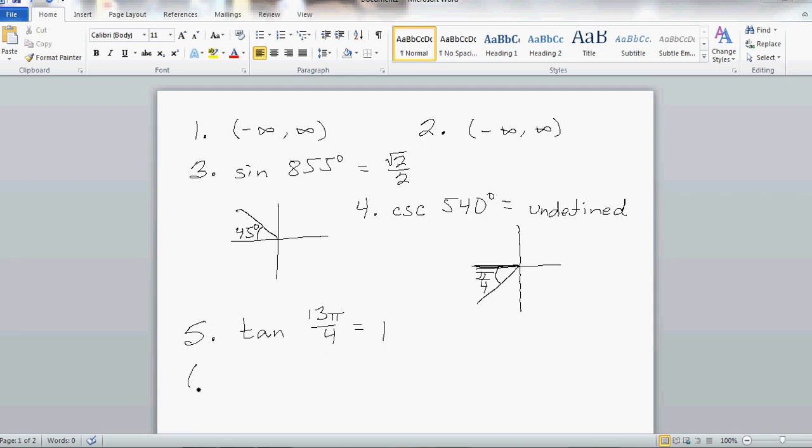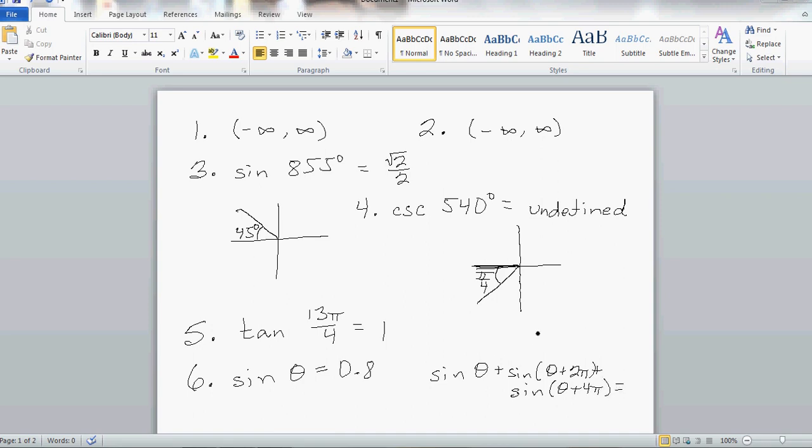The next group of problems deals with just some word problems, very short word problems. If the sine of theta is 0.8, then we are asked to find what would the value of sine of theta plus the sine of theta plus 2 pi plus the sine of theta plus 4 pi.